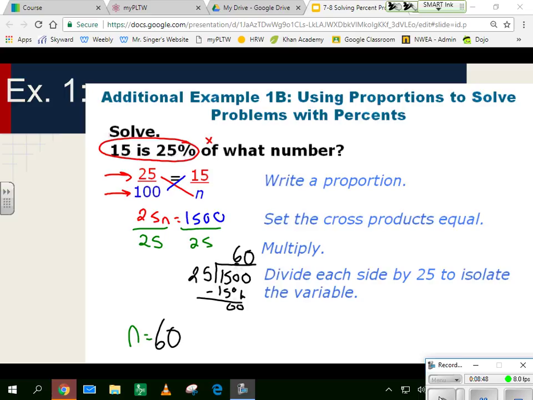Now how can we check our work? Remember, it's a plug and chug. So if we put in 60 here, we can cross multiply and we can see if we get the exact same answer. And 25 times 60 will give you 1,500, so you know that it works.